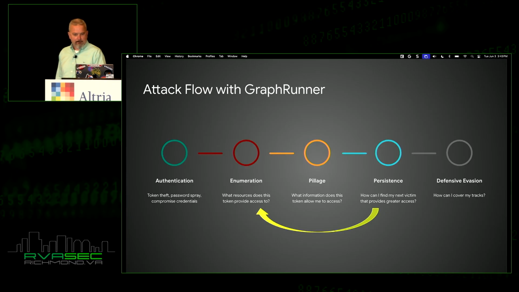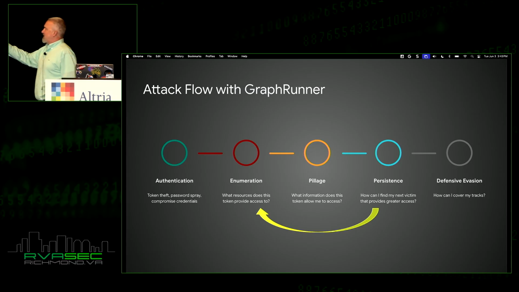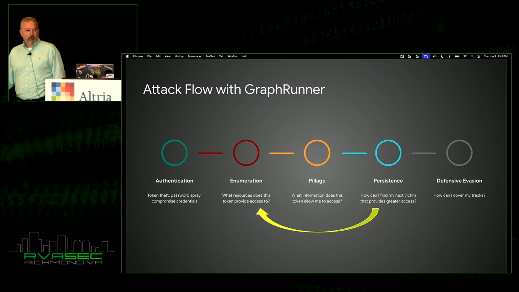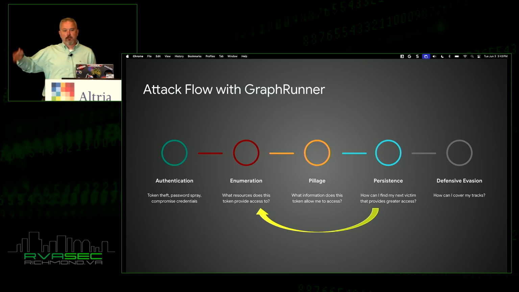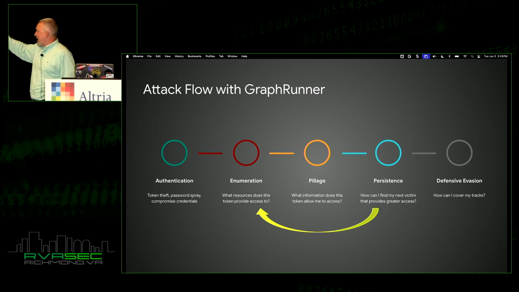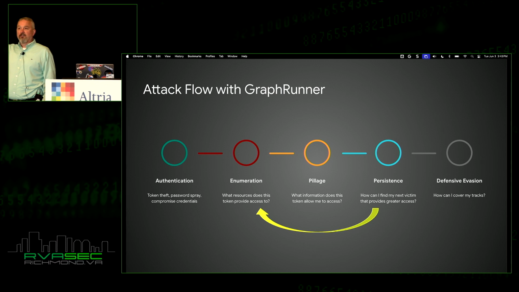Okay. So kind of to wrap this thing up, if you think about the attack flow with GraphRunner, we talked about these different modules: authentication, enumeration, pillage, persistence, defensive evasion. We've kind of walked through this where we started with that authentication, gained that initial foothold. We enumerated, right? We kind of skipped over the pillage for the first guy, but it was the same concept. We established the persistence with the OAuth app. We loop back in with that new user. We enumerate. We continue to pillage.